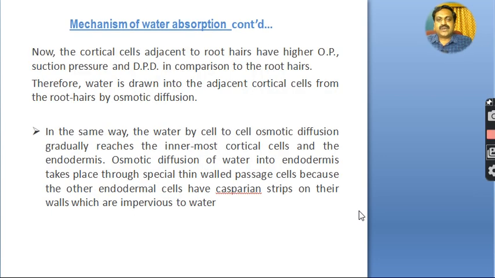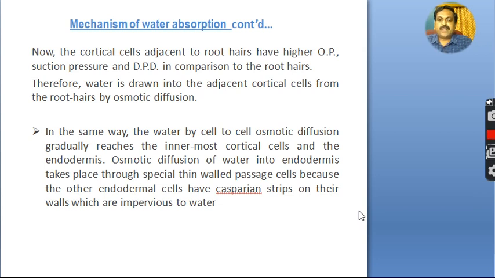clearly says that the cortical cells, that is, made out of parenchyma, adjacent to the root hairs, have higher osmotic pressure, suction pressure, and DPD in comparison to the root hairs, where the root hair has a lower DPD. As a result, the water always flows from a region of lower DPD to the region of higher DPD. Hence, the water flows from the root hair into the cortical cells by osmotic diffusion.